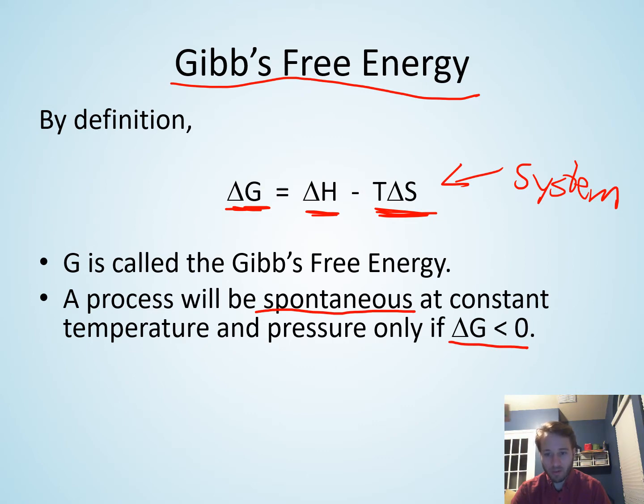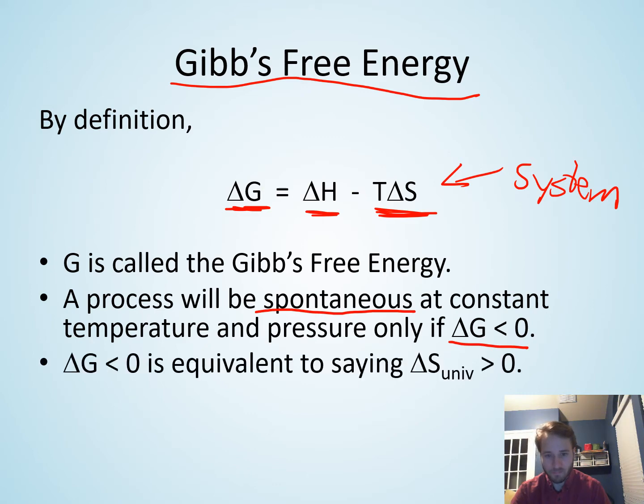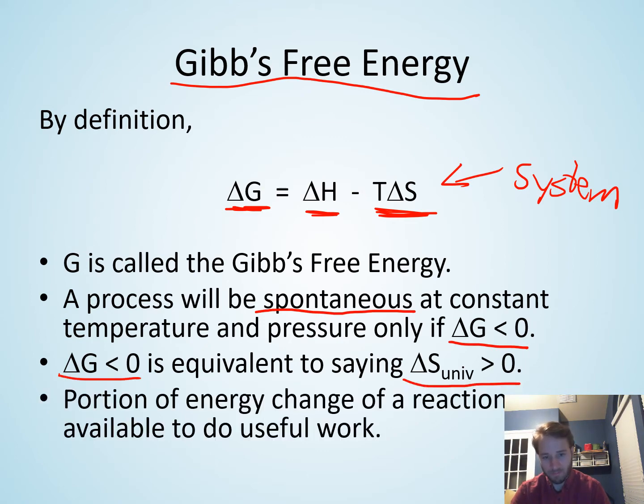Now note here that the second law of thermodynamics says delta S of the universe is greater than zero for a spontaneous process. Here, we're saying a process is spontaneous if delta G is less than zero. And that delta G being less than zero is equivalent to saying delta S of the universe is greater than zero.